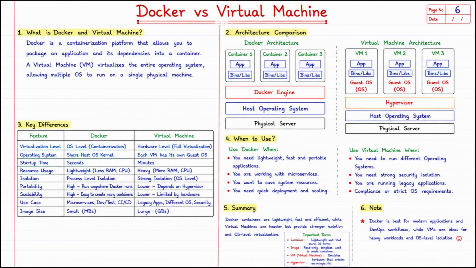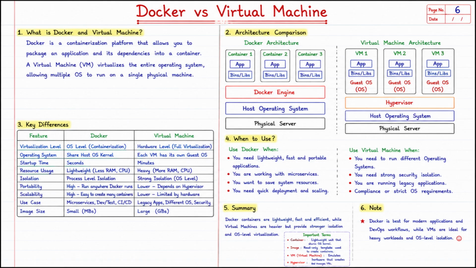Virtual machines, on the other hand, use hardware virtualization. Every virtual machine includes its own guest operating system, making it significantly larger and requiring more CPU, memory, and storage. If we look at the architecture diagram, Docker containers run on top of the Docker engine and share the host operating system. Virtual machines run on a hypervisor, and each VM contains a complete operating system. That's why virtual machines take longer to start and require more resources.